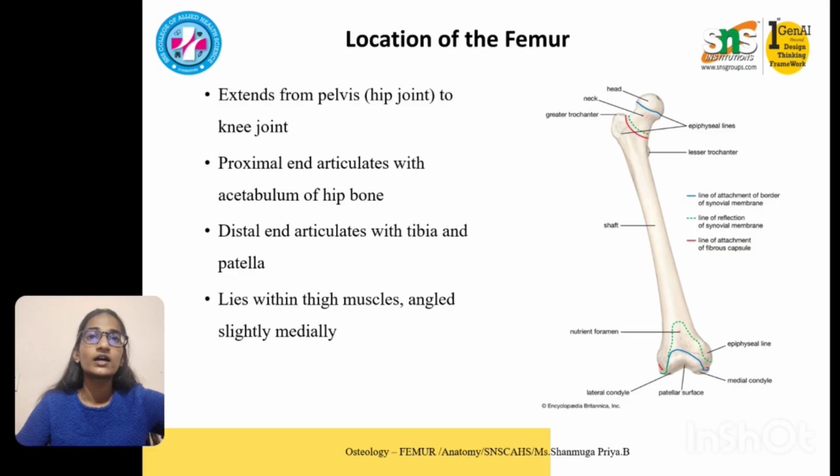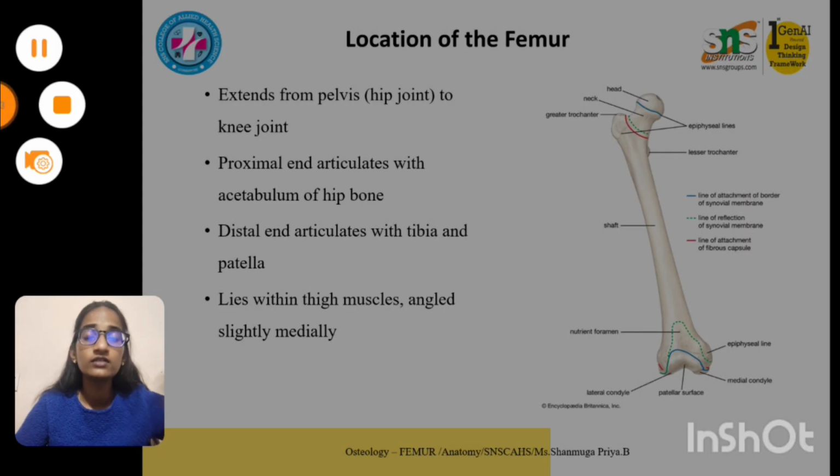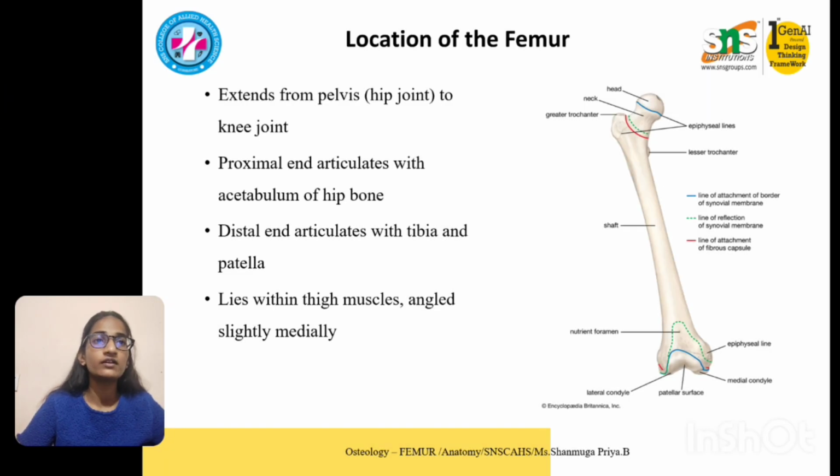So location, we are just going to see about the location. Here the femur extends from the hip joint superiorly to the knee joint inferiorly, and its proximal end articulates with the acetabulum of the hip bone, with the distal end connected to the tibia and patella. It's embedded within the thigh muscles and angled slightly medially for better weight distribution.